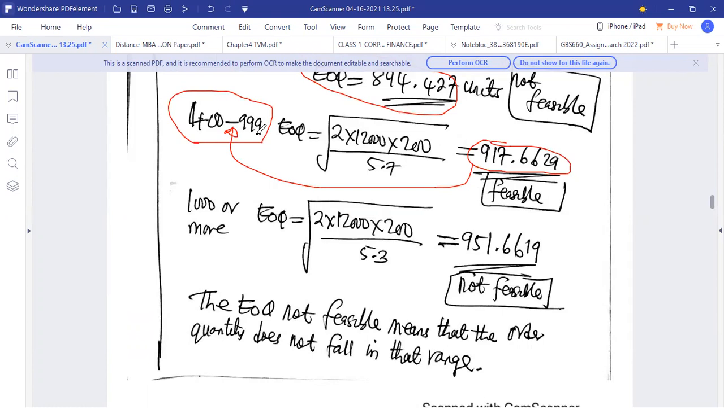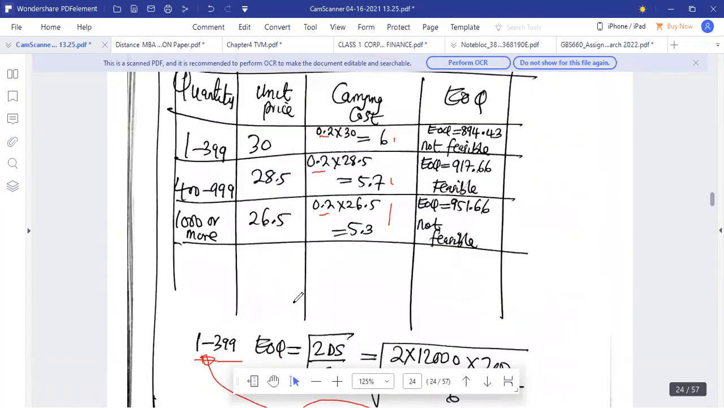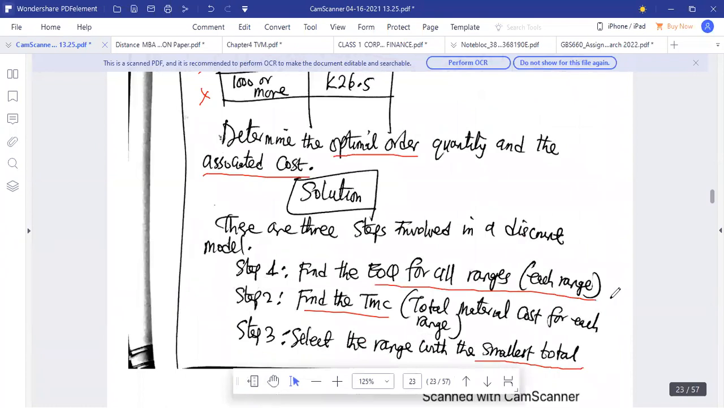Now we go to the last one. Using 2DS over C, we are getting this amount. This one is not feasible because we are ordering 1,000 or more. So 951.6617 is not feasible because the minimum we are ordering is 1,000 or more. This one is too few. So now we have done step 1. You have to find the EOQ for all ranges first of all.